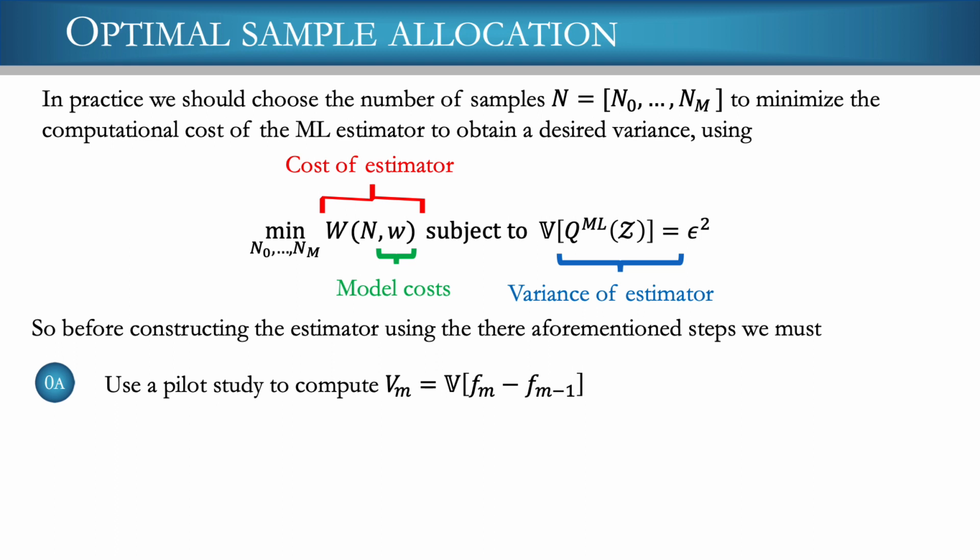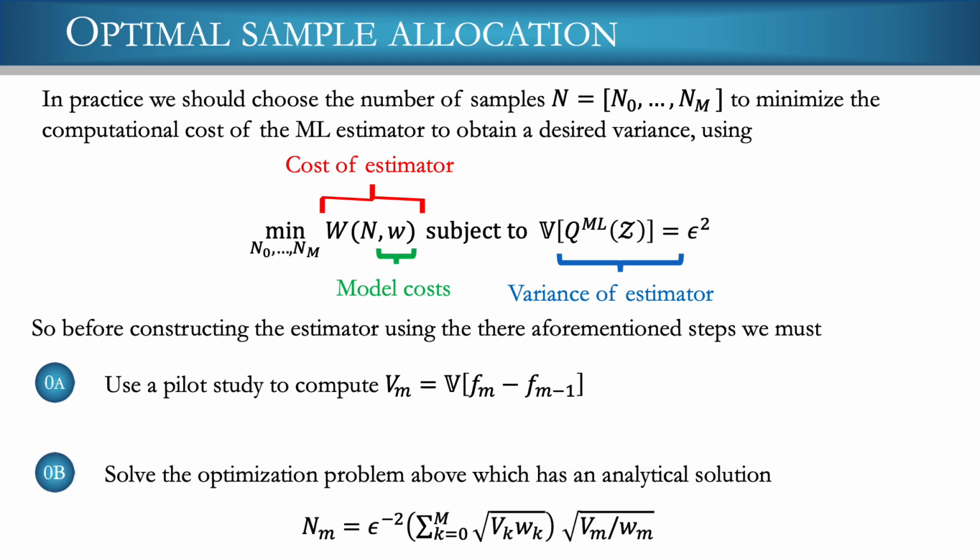However, you can find more details on how to execute a pilot study in another tutorial. The second pre-step involves computing the solution of the optimization problem. Fortunately, when using ML estimators, the optimal solution can be attained analytically. The expression for the optimal N_m is given in the last equation. It depends on the target tolerance epsilon, the computational cost of simulating model M once, that is W_m, and the variance V_m.